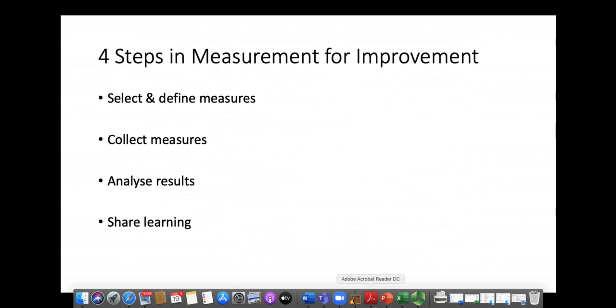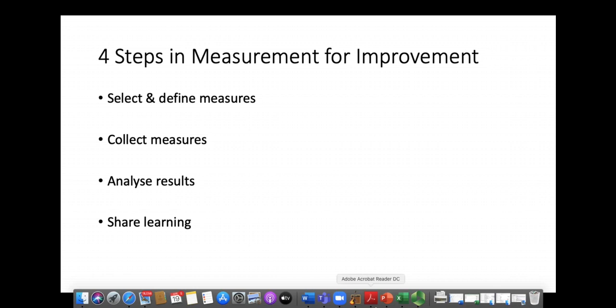There are four broad steps in measurement for improvement. The first is to select and define measures. Selecting a few measures for the just enough data collection, but the important measures that help us to know that we are achieving our goal and that we are meeting the steps needed to get there.